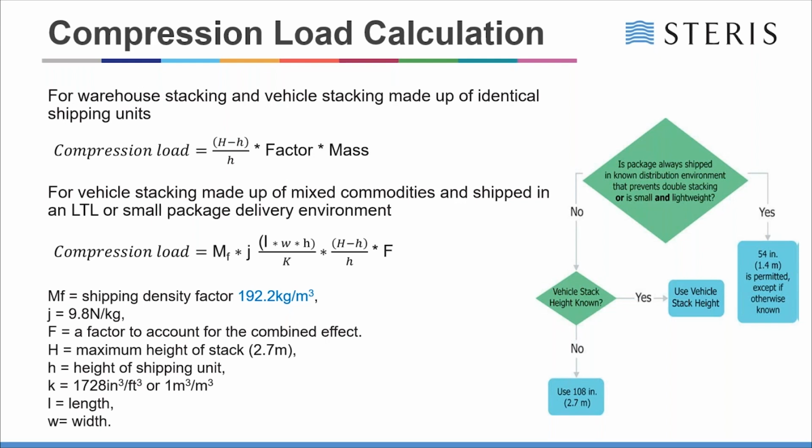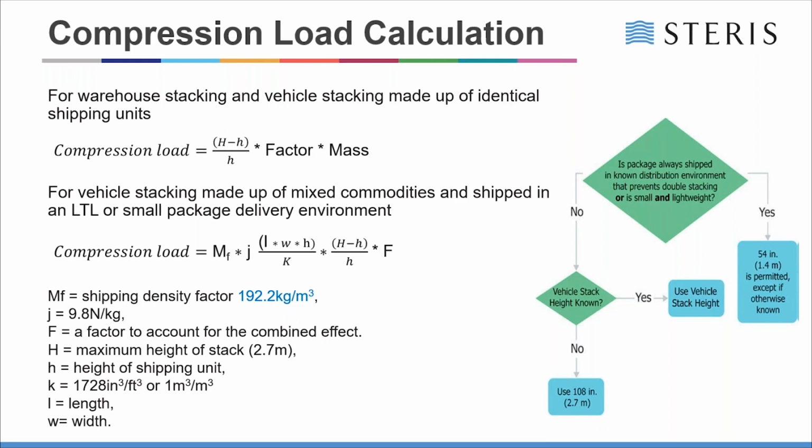One thing that you need to take note of is that the latest version of the ASTM D4169 standard has changed the shipping density factor from 160 kilograms per meter squared to 192 kilograms per meter squared. That's basically an increase of 20% of the calculated load.